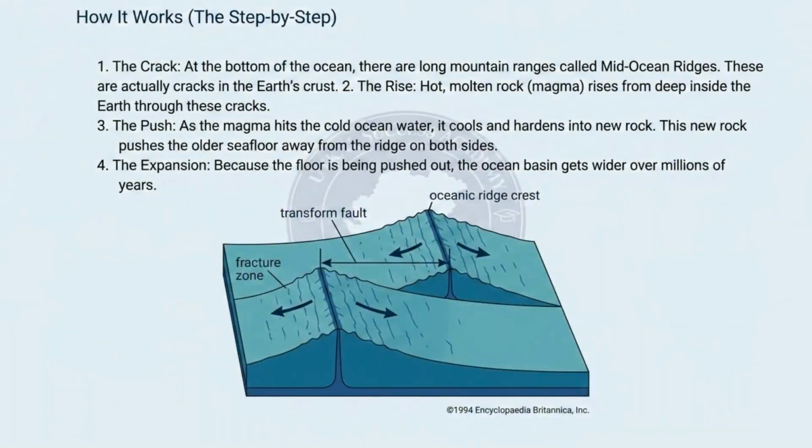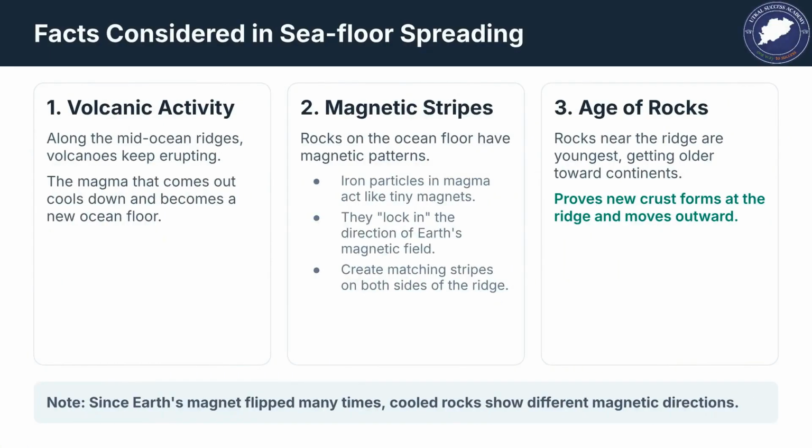Seafloor spreading begins with cracks at the bottom of the ocean, called mid-ocean ridges. Molten magma rises, cools into new rock, and pushes the older seafloor away from the ridge, causing the ocean basin to expand. Three key facts support seafloor spreading: volcanic activity at mid-ocean ridges, magnetic stripes in ocean floor rocks, and the age of rocks being youngest at the ridge and older moving outward.